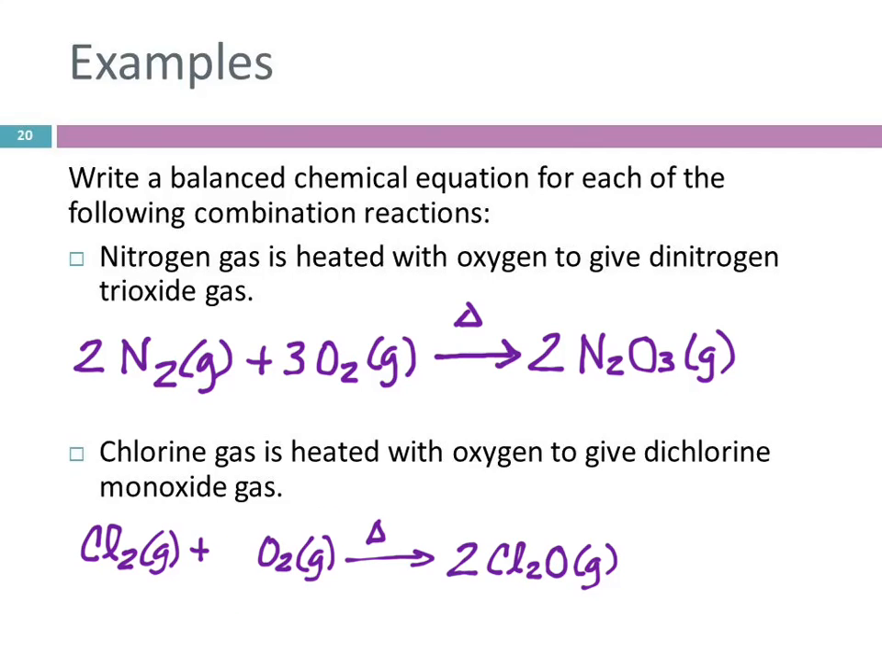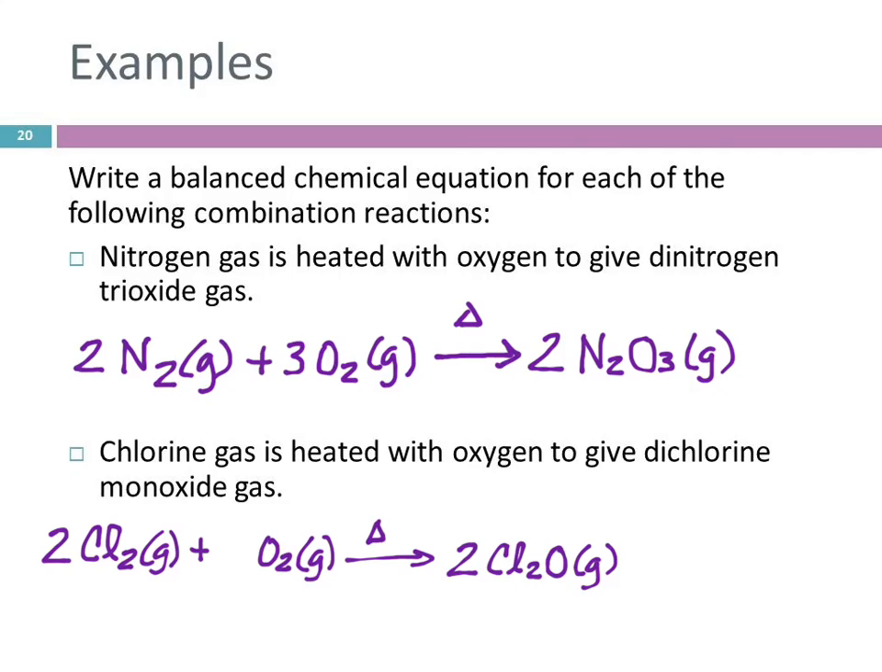So if I put a 2 in front of Cl2O, I can get 2 oxygens. I have 2 on each side. The only way you can change the number of atoms on each side is the coefficient in front. You cannot change the formula. Really tempting sometimes. Don't do it. Now I have 4 chlorines here. And so I'll go over and put a 2 in front of Cl2 and get 4 chlorines on the left side as well. Any questions?